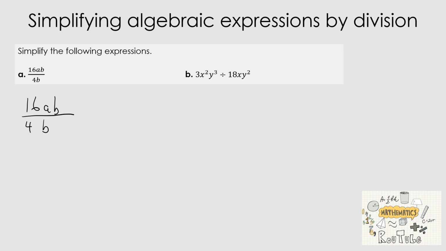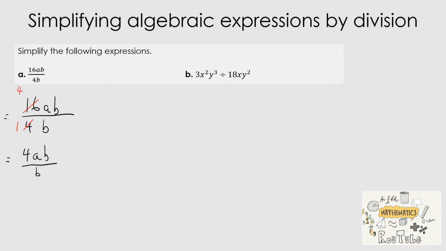And hopefully you have identified that that is 4. So 4 goes into 4 one time and 4 goes into 16 4 times. Okay, so let's rewrite what we have. We now have 4ab over 1b. Now we know we don't need to write the 1, so let's just remove it. Now we can't simplify anymore because we just have one coefficient left.